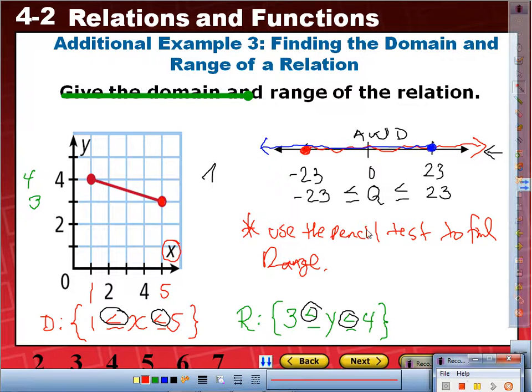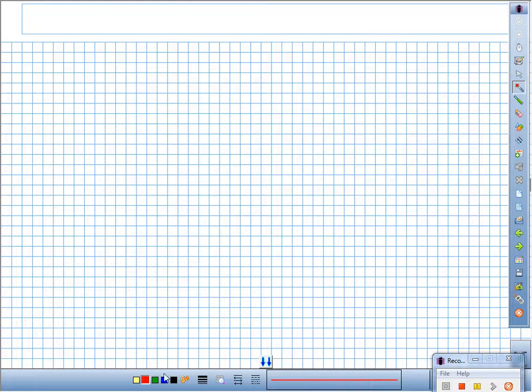Okay, so underneath that, let's do one more and label this one example. What example are we on? 4. Okay, example Q.